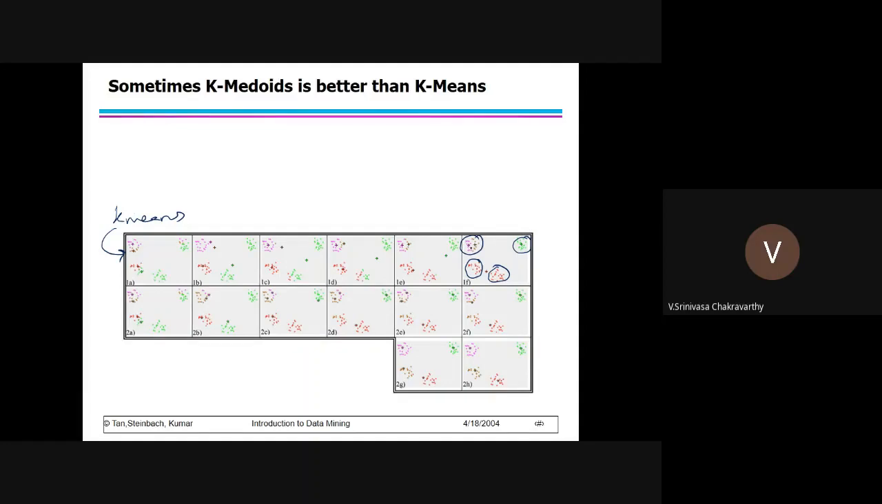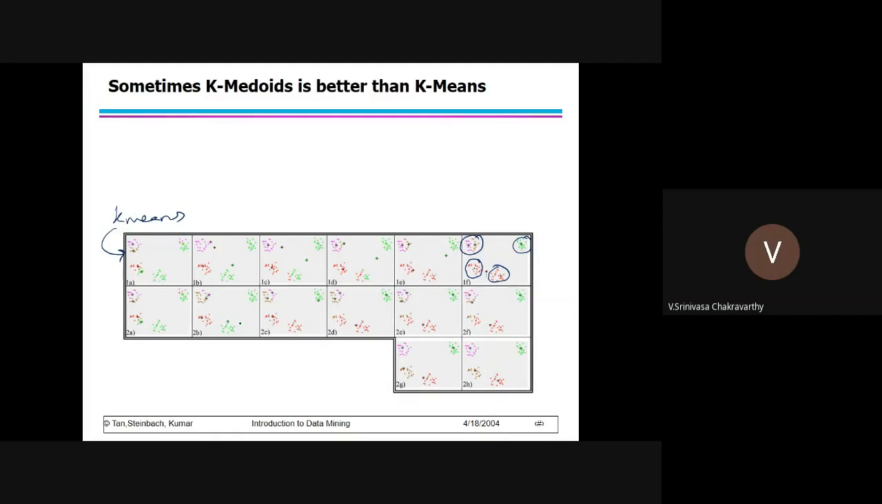Two centroids are here in one cluster. This cluster doesn't have any centroid. This cluster also doesn't have any centroid. There's one centroid between these two clusters in the middle of nowhere. And only this one is captured perfectly. There's one centroid inside this cluster. But look at the other one.